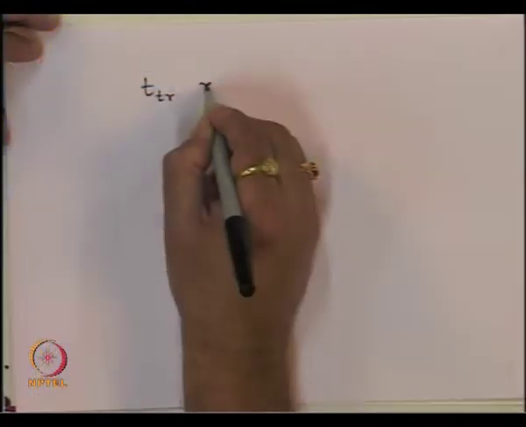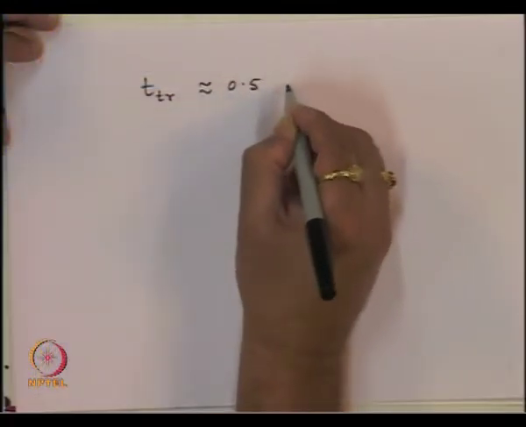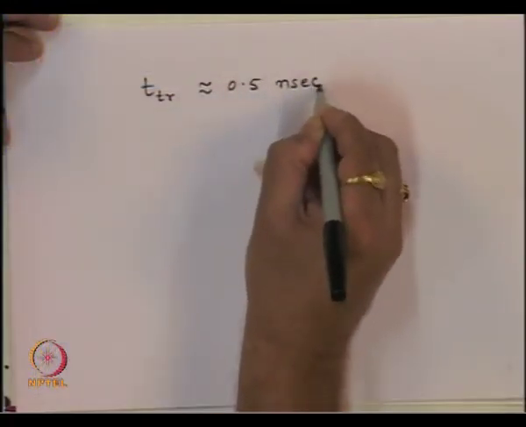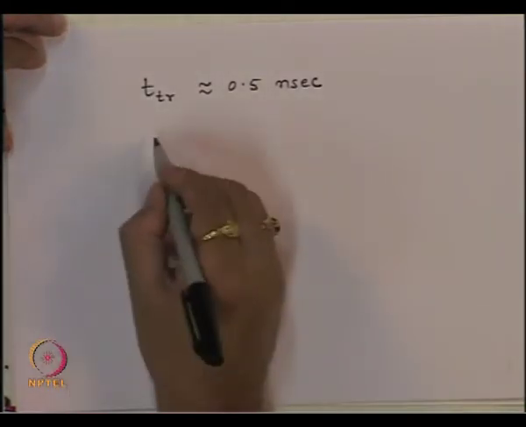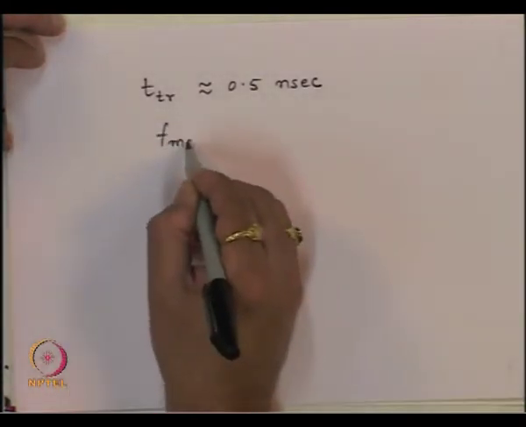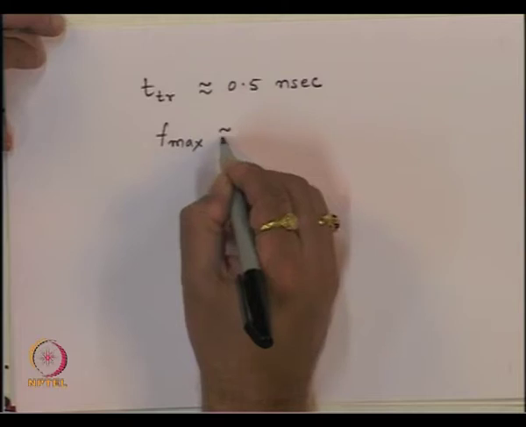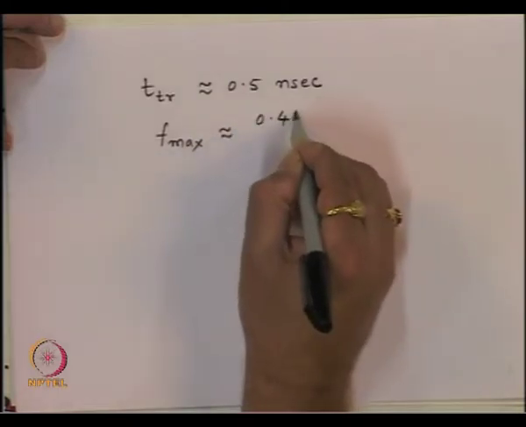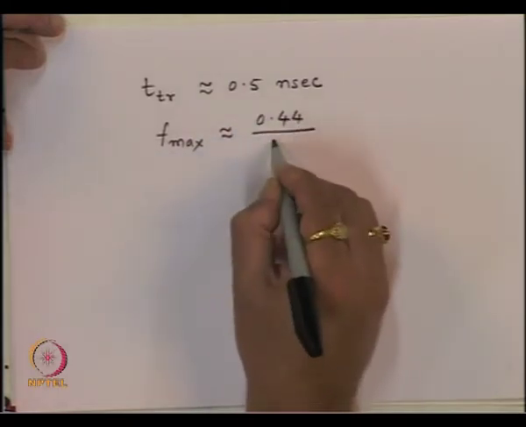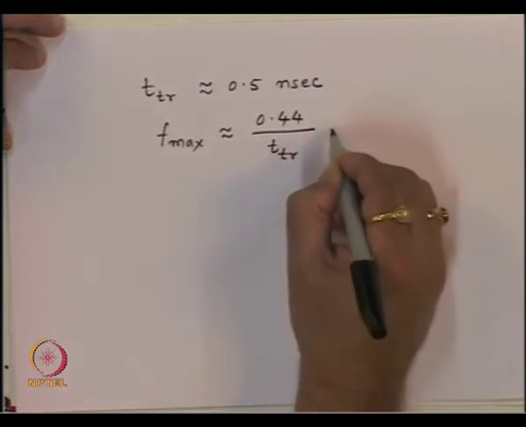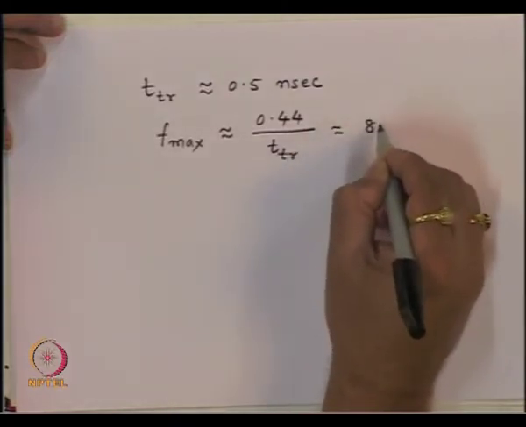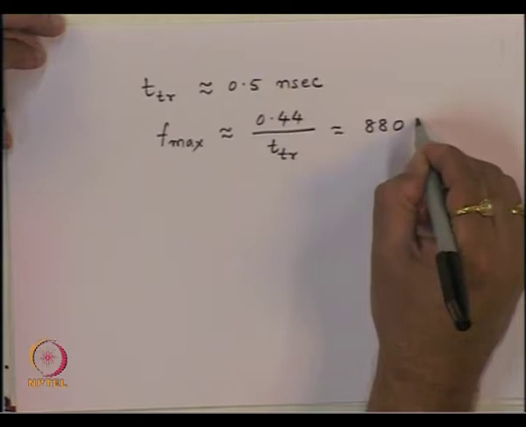Taking typical numbers, the transit time T_TR could be of the order of about 0.5 nanoseconds. We get the maximum frequency f_max approximately equal to 1 divided by T_transit, so approximately about 880 megahertz.